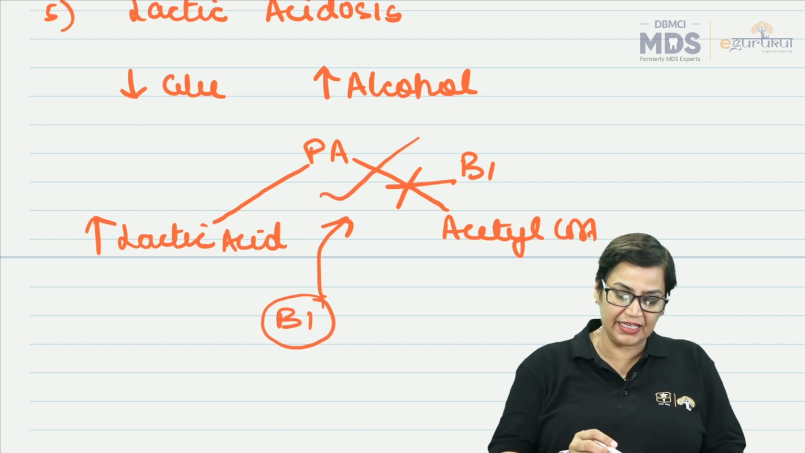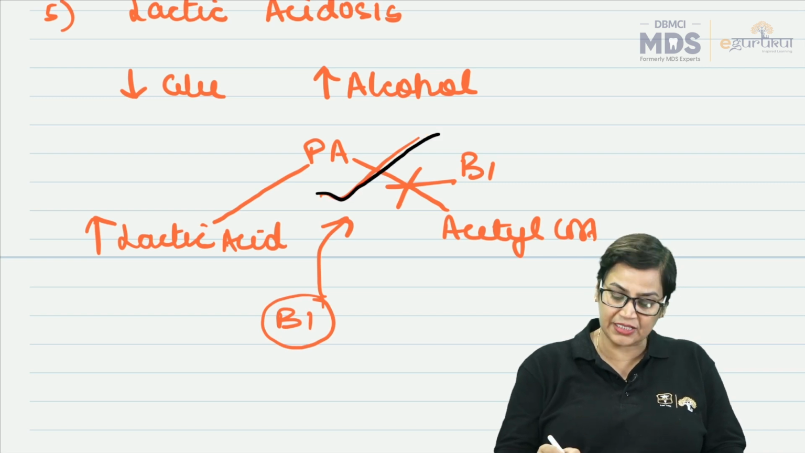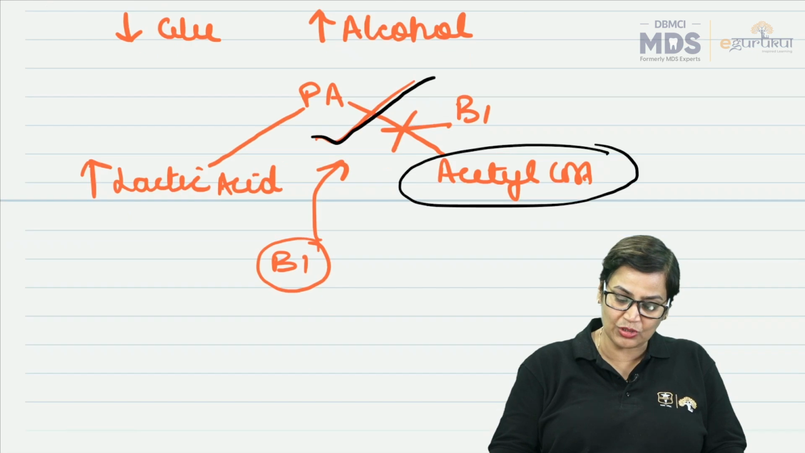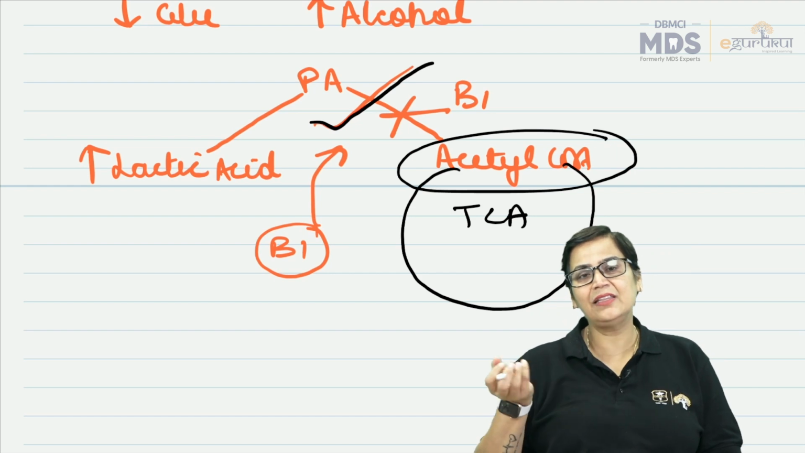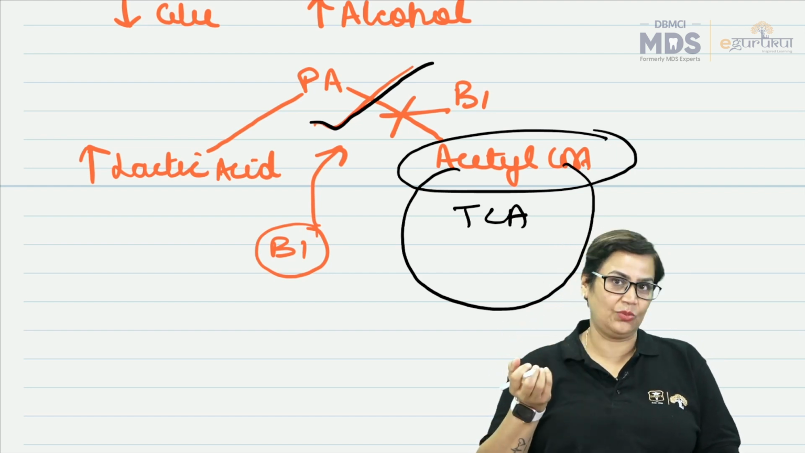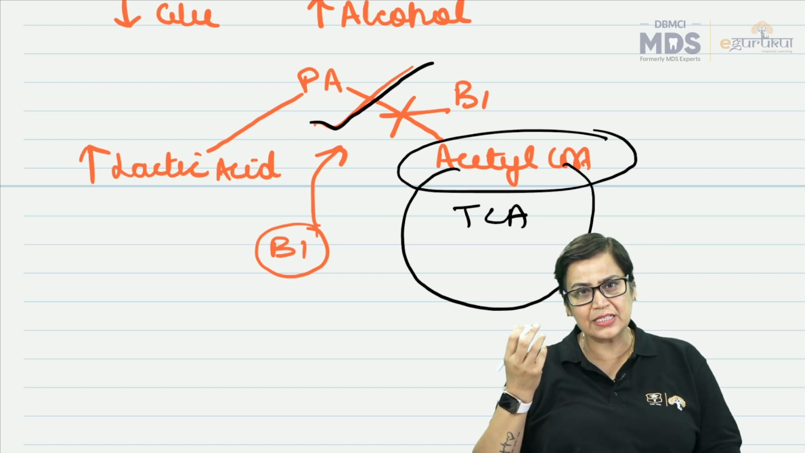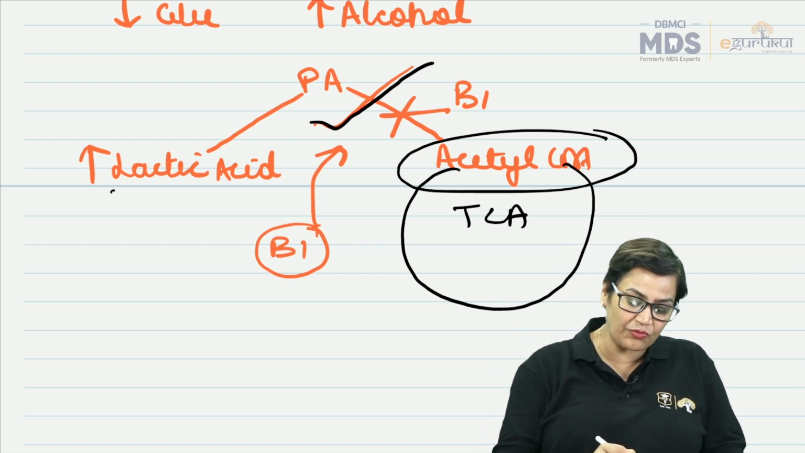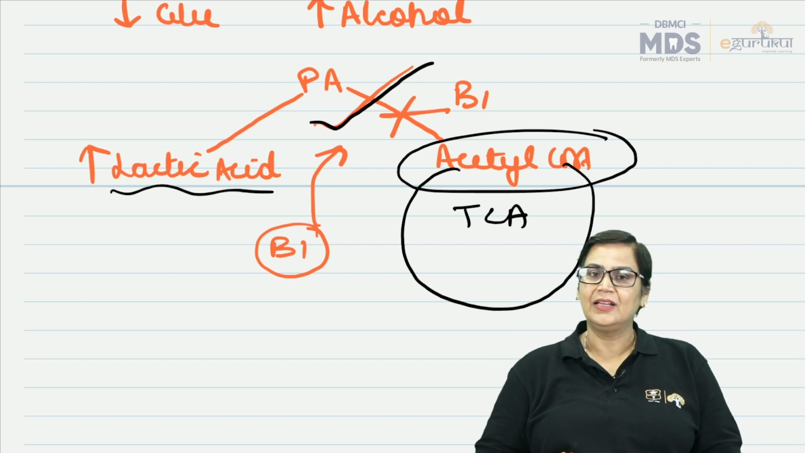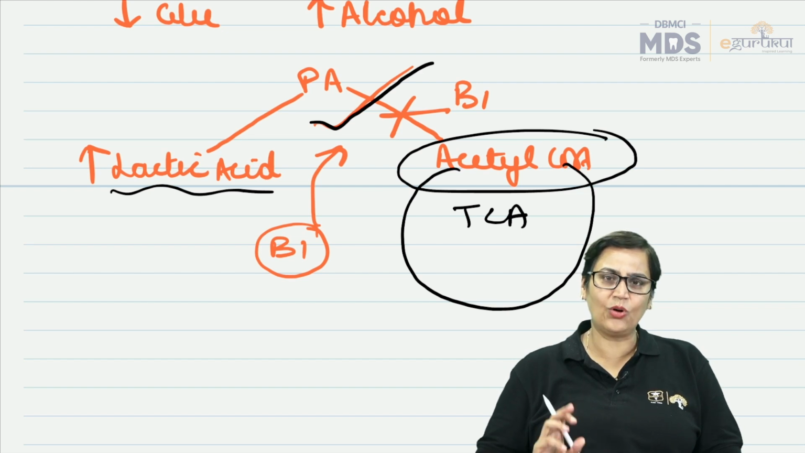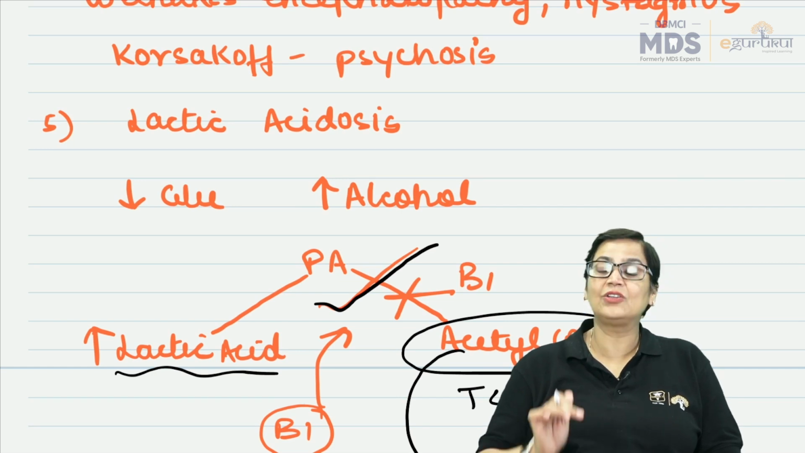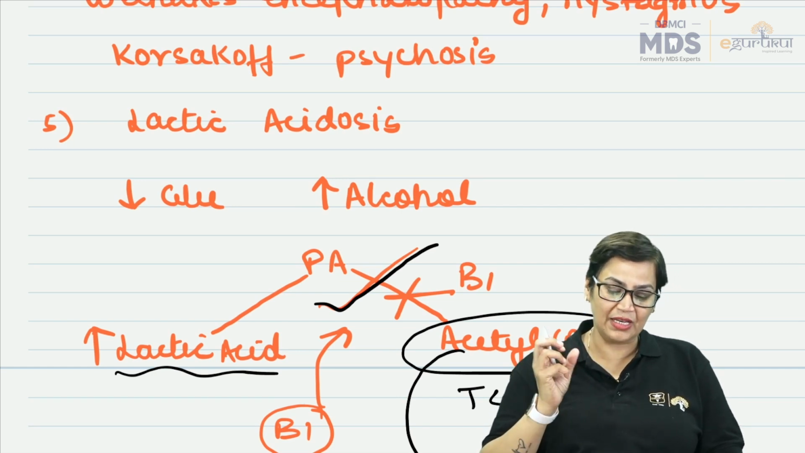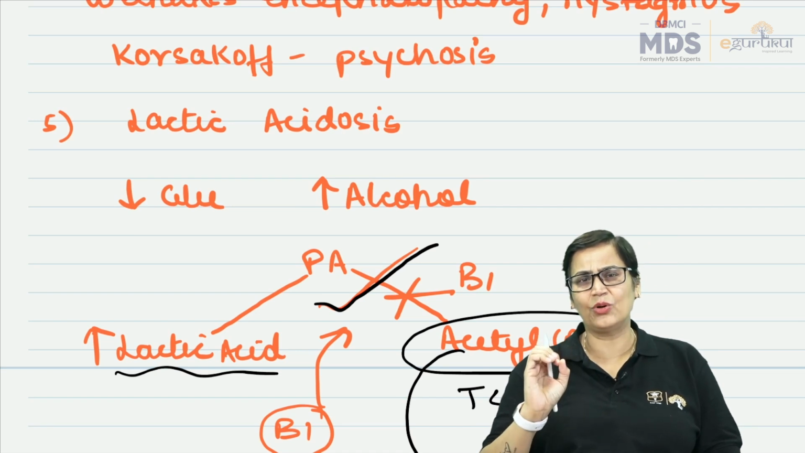And if this reaction is retained, what will happen? Acetyl coenzyme A will be produced, and this acetyl coenzyme A can undergo TCA, giving energy to the brain, and that alcoholic patient will start working. And obviously gluconeogenesis will be there, glucose will be formed instead of lactic acid. Right? And this was the question which was asked in the exam also. So always remember this, because pyruvic acid to be converted into acetyl coenzyme A requires B1 as the most important coenzyme.